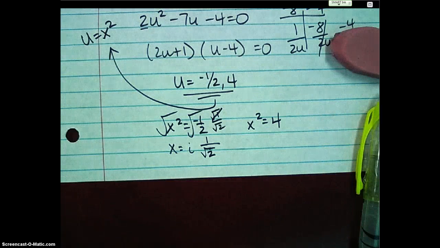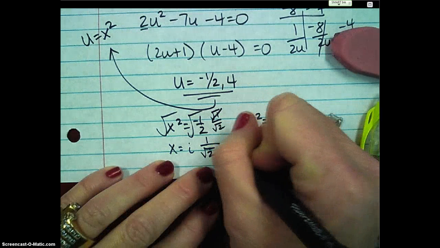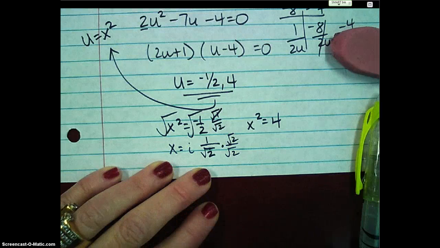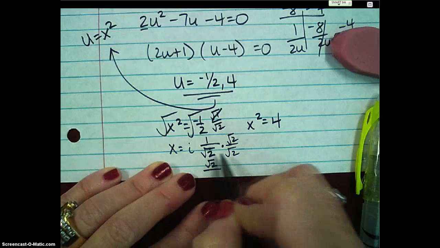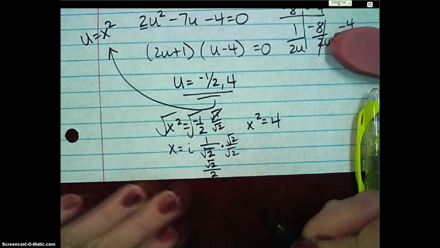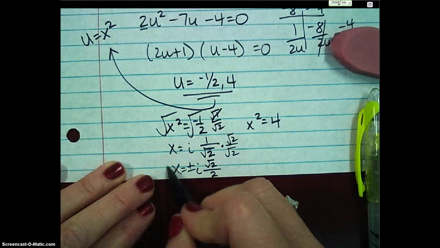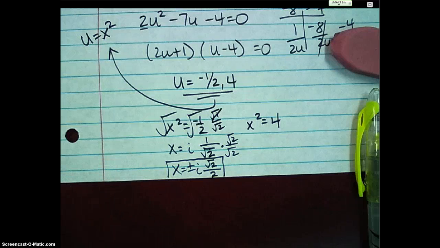Am I allowed to leave a radical in the denominator? No. So you have to rationalize your denominator. So multiply this by root 2 over root 2. Okay? So then on the top you've got square root of 2, and on the bottom, root 2 times root 2 is just 2. Don't forget it was a square originally, so you get plus or minus i root 2 over 2. That's messy. That's the reason I picked this problem, because of the math.